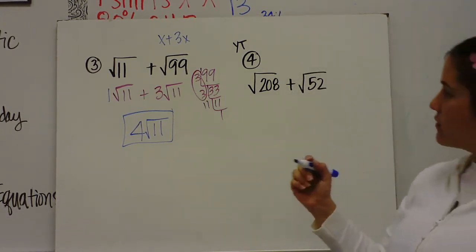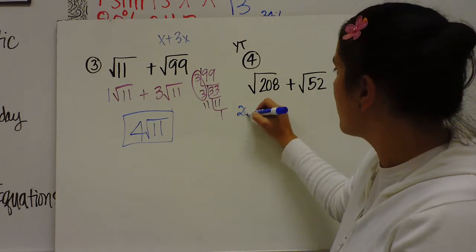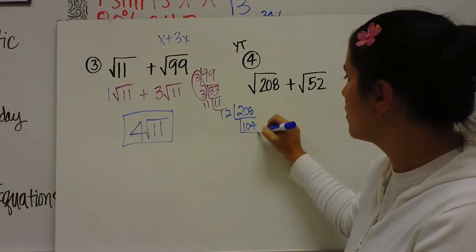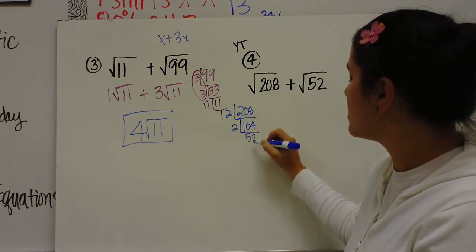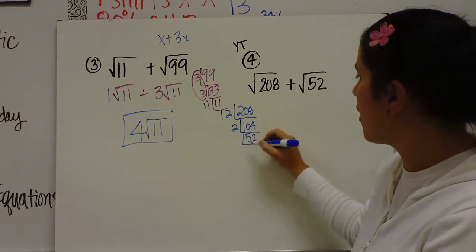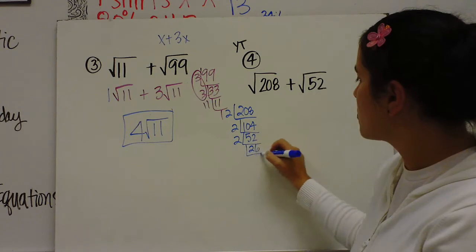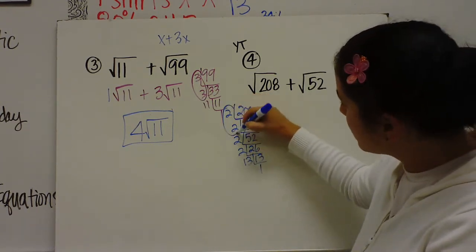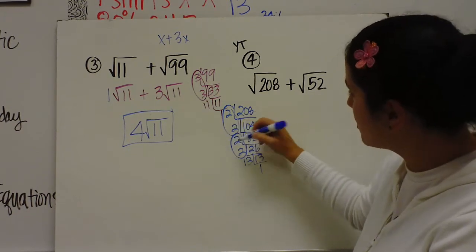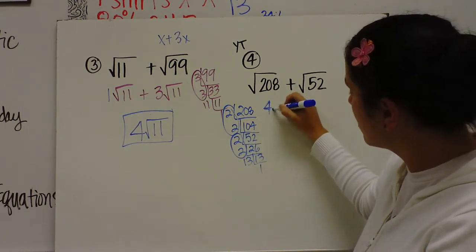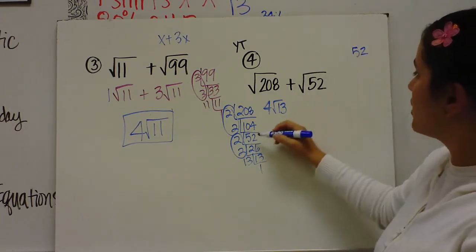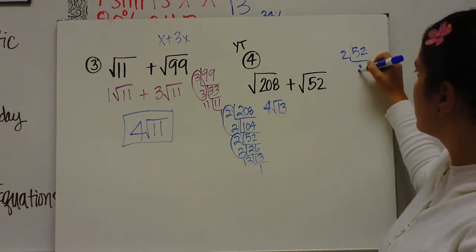Alright, so 208. 2 would be 104. 2 would be 52, and I noticed 52, so I'm on the right track. 26, 13. So I have a pair of 2s, a pair of 2s. So 2 times 2 is 4, root 13. 52, I've already done it, so I can do it quickly.